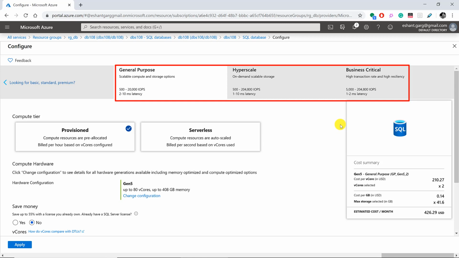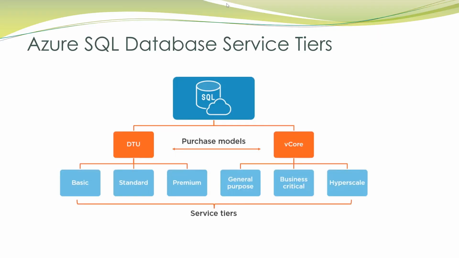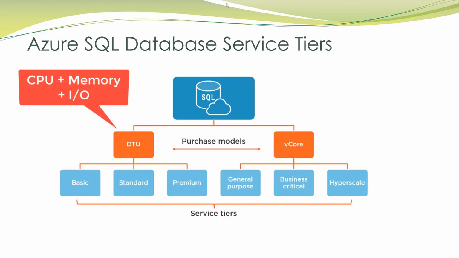and business critical. As you can see in this diagram, we have two purchasing models, DTU and VCore, and three service tiers in each. Microsoft describes DTU as a blended measure of CPU, memory, and I/O. This guarantees a certain level of compute, storage, and I/O resources. You assign a bundle of resources to your Azure SQL database. You cannot adjust individual resources such as compute or memory.